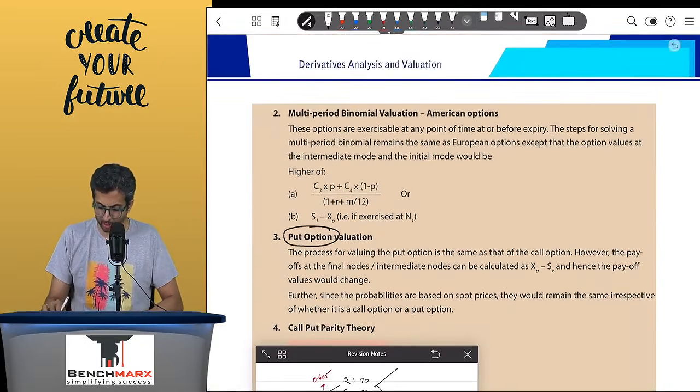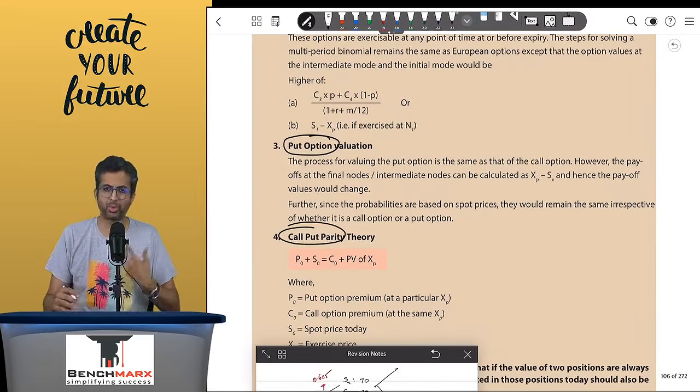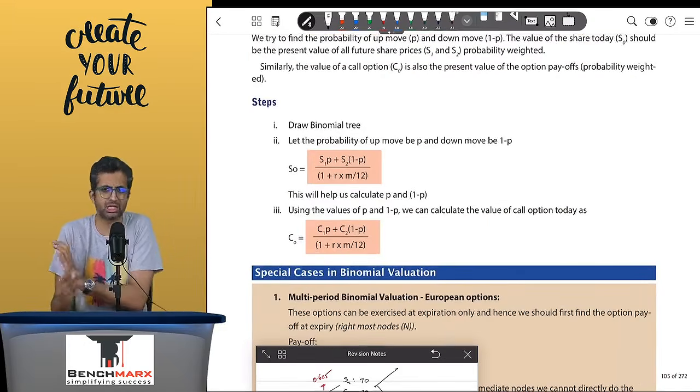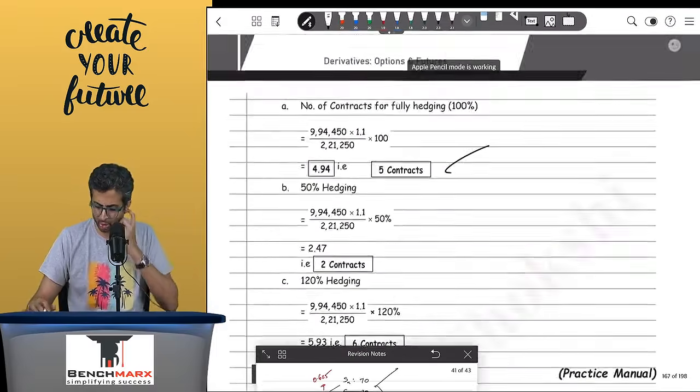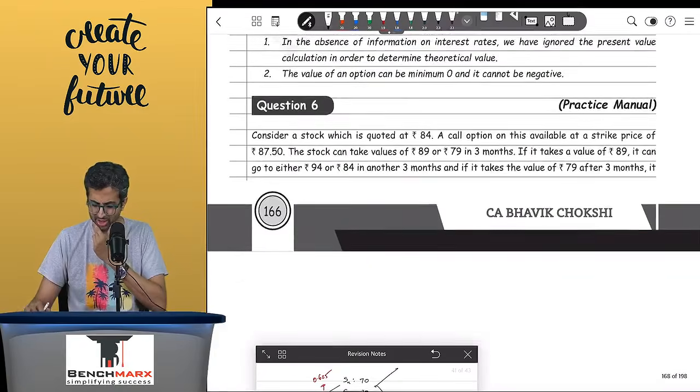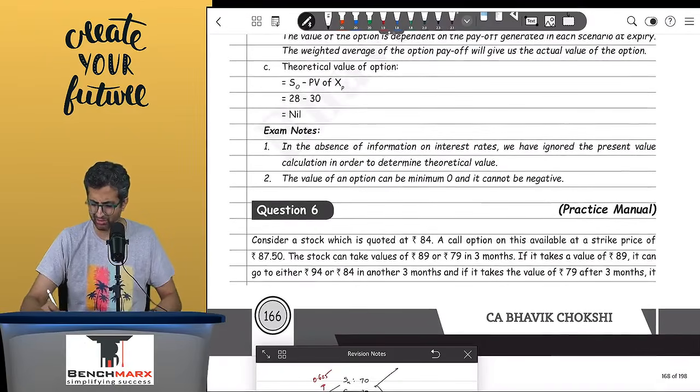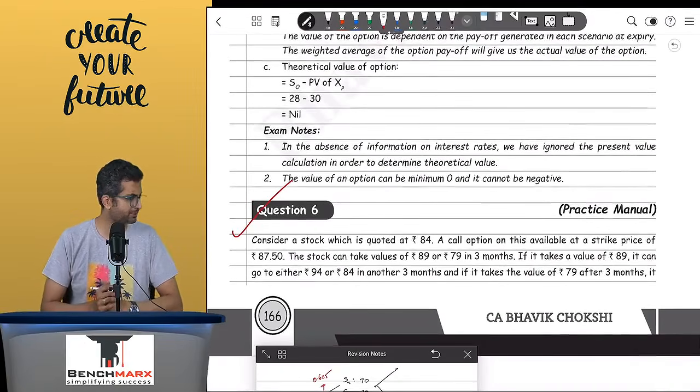There can also be a put option valuation, and there can be call-put parity theory. But before that, let us mix this with numbers so that we make sense of it. So over here, we go to question number 6. We'll do question number 5 as well, but let us say first we are discussing binomial. Let us finish question number 6.